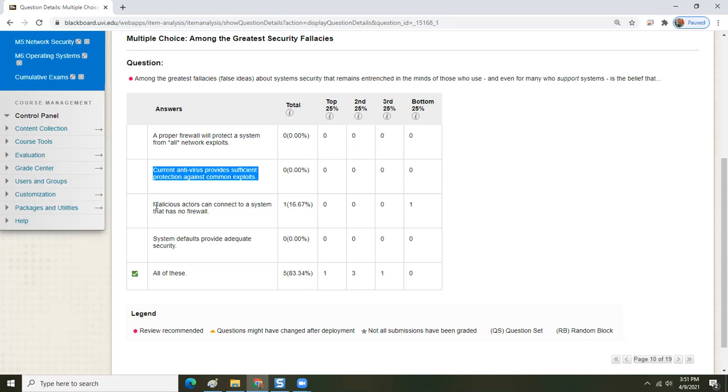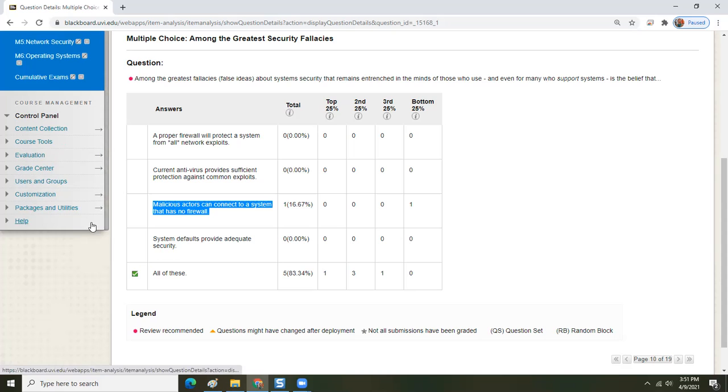Malicious actors can connect to a system that has no firewall. Yeah, that's also a false idea. We just said unless a service is running, even if you don't have a firewall, a malicious actor isn't going to be able to connect. Firewalls help protect, but the lack of them doesn't mean that you're a sitting duck. It just means they'll have a lot easier time connecting, and so that's over dependence on the idea of a firewall, right?